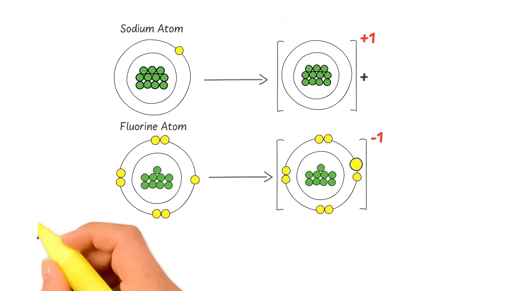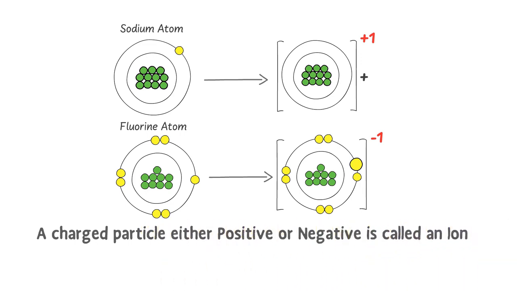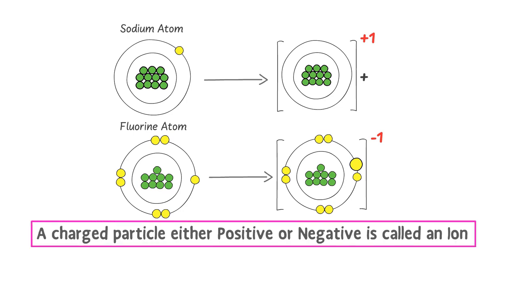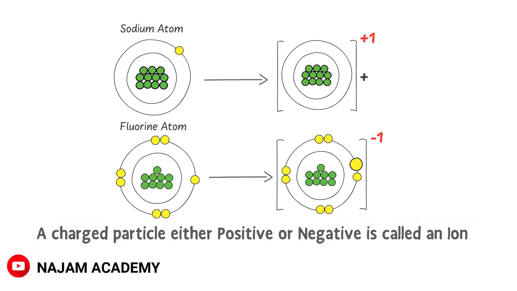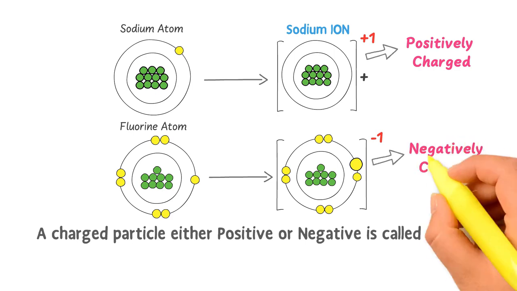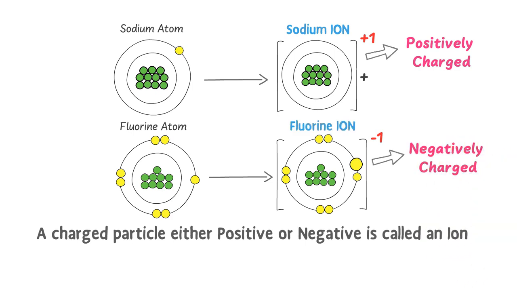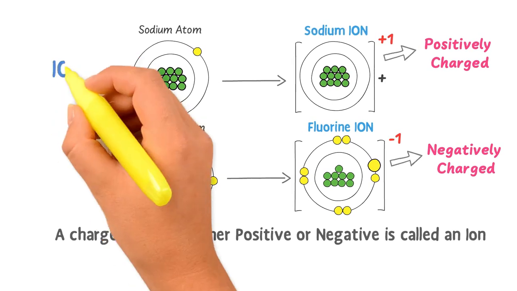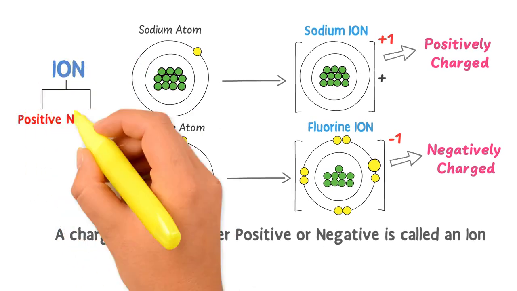In chemistry, a charged particle, either positive or negative, is called an ion. Let me repeat it. In chemistry, a charged particle, either positive or negative, is called an ion. So when a sodium atom loses one electron and becomes positively charged, we call it a sodium ion. When a fluorine atom gains one electron and becomes negatively charged, we call it a fluorine ion. From this example, we also learn that an ion may be positive or negative.